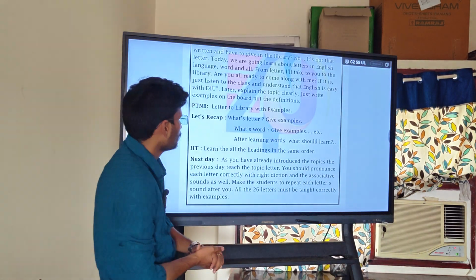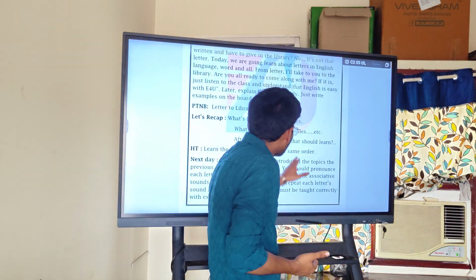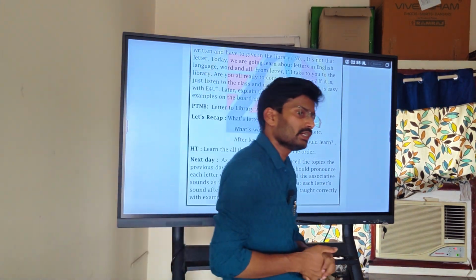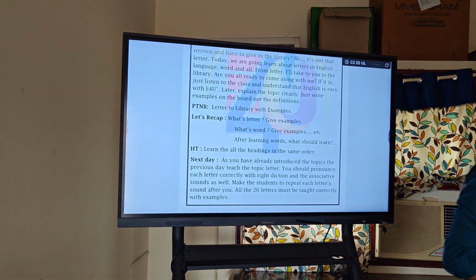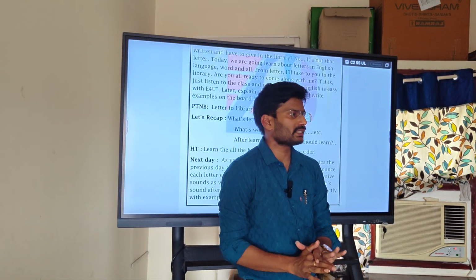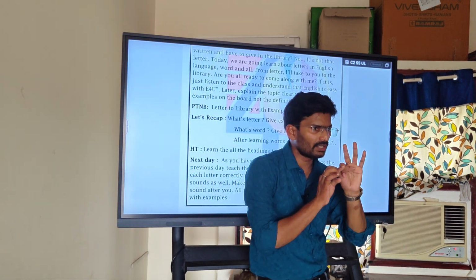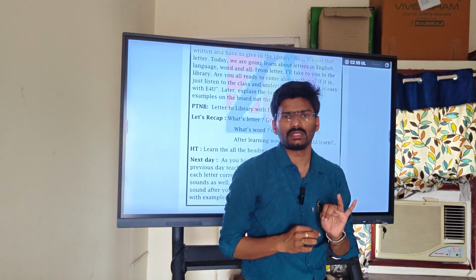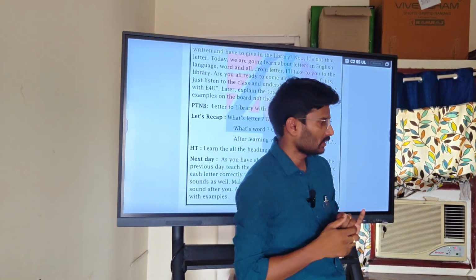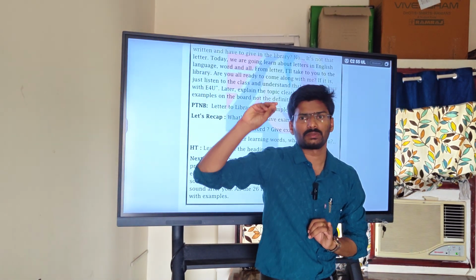Anyhow, give examples. So after learning words, what should we learn? Let us learn about phrases, not the sentences. If anybody says sentences, they didn't get into our topic. Do you understand? Letter, word, phrase. Later statements, next sentences, because sentences deal with tenses. Sentences are the fifth category for me.